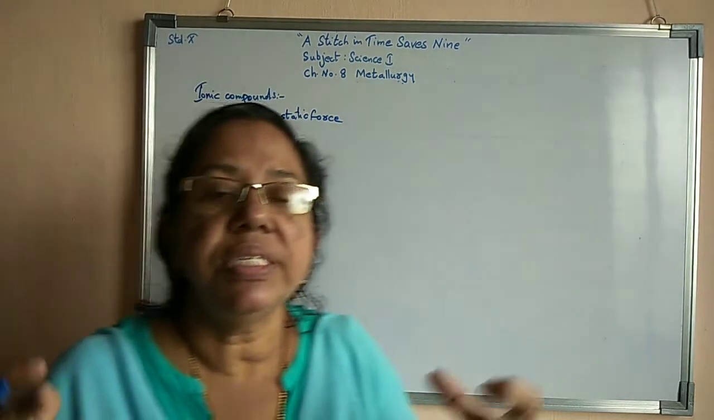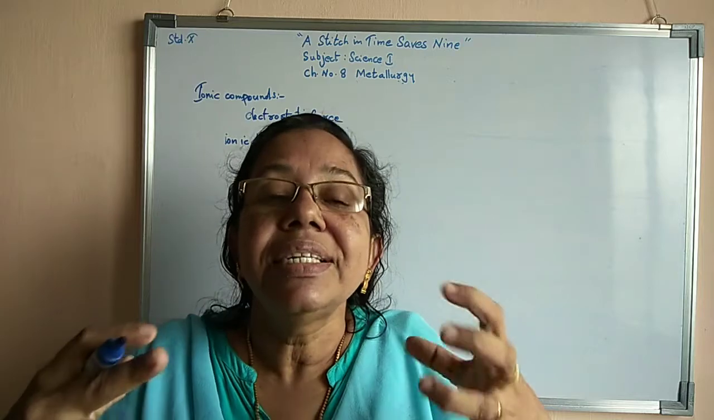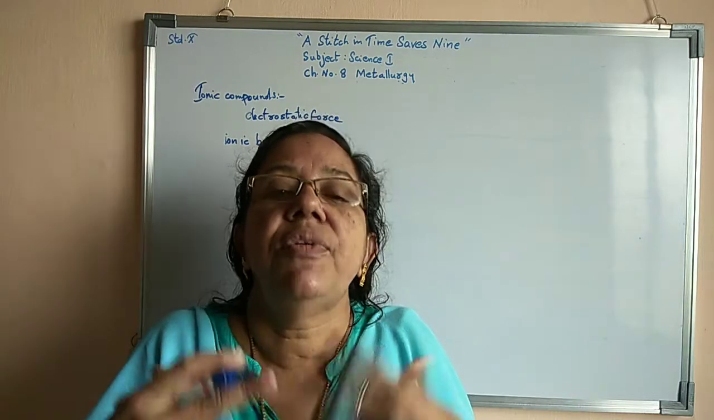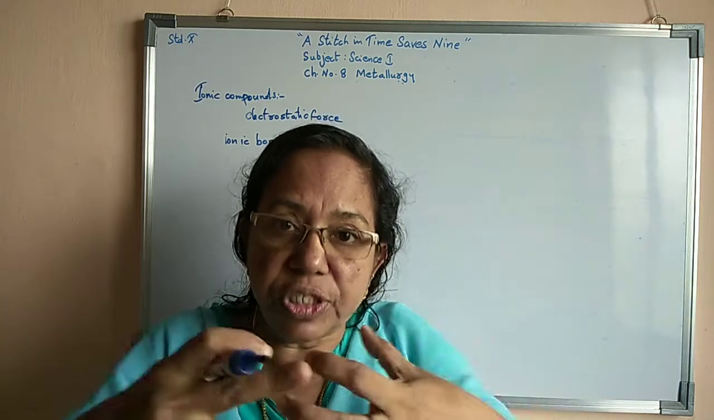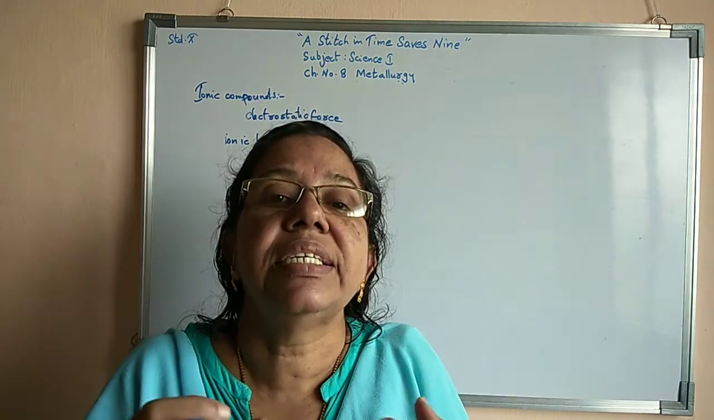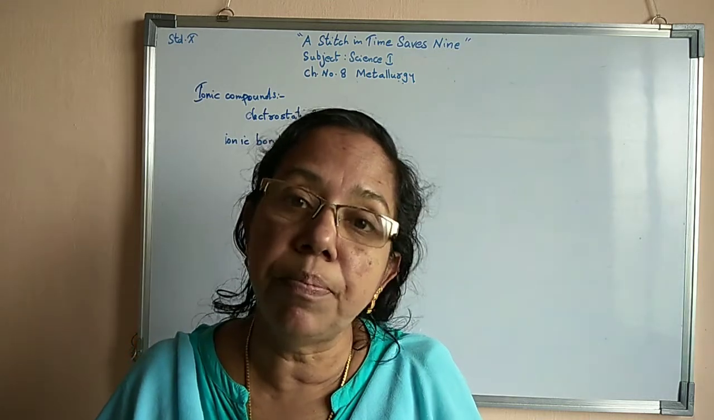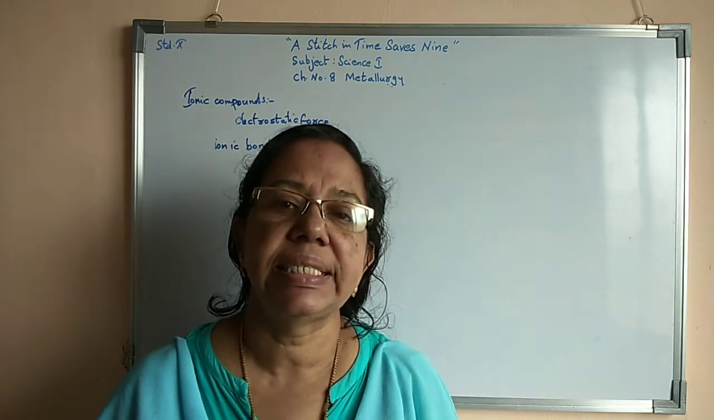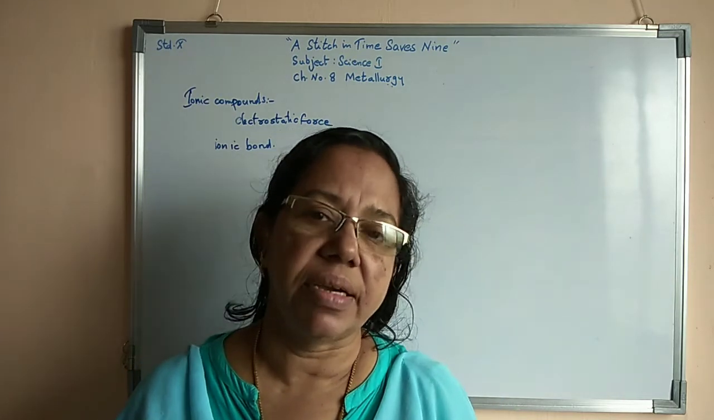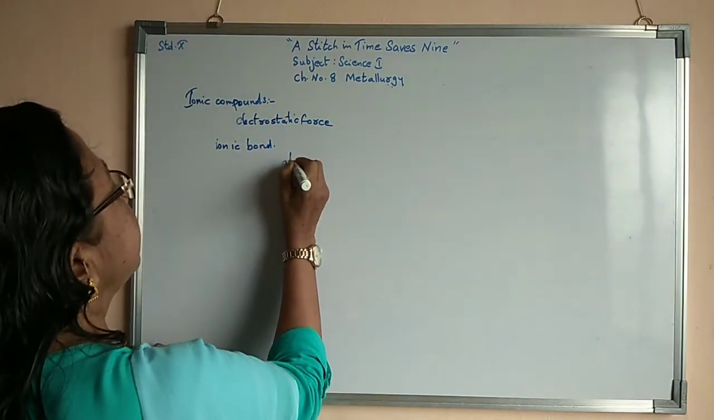As a result of this attractive force or electrostatic force, what is forming? Ionic compound is forming. We can say that the force between oppositely charged ions is the ionic bond. We studied in the previous classes that an atom is electrically neutral. Already we had studied.